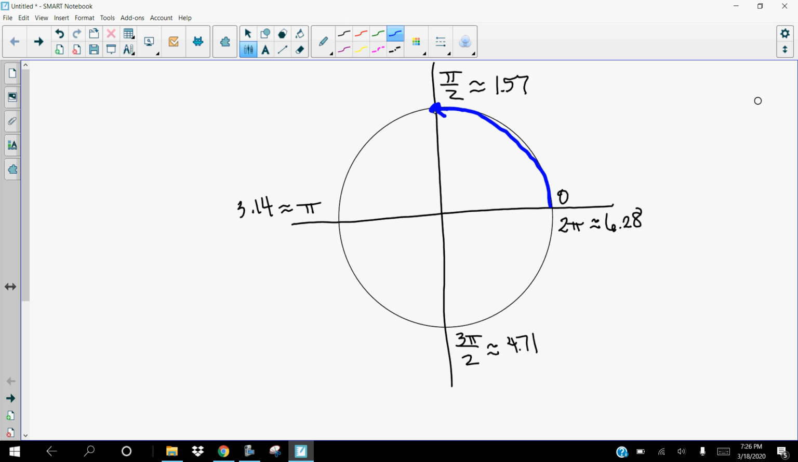So remember, the radius of this circle is 1. So the center, the origin of the circle, out to any piece of the circle, that distance is 1. So if I am starting at 0, 0, and I move left, right, 0, and go up 1, that GPS coordinate is 0, 1.